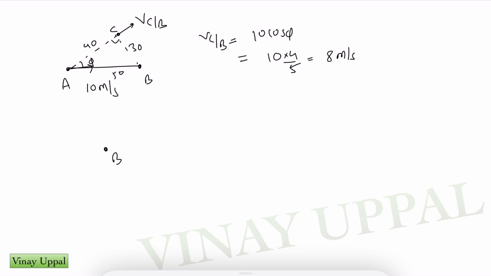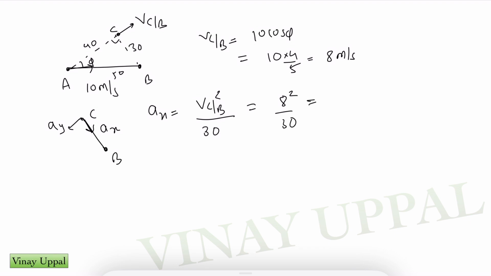Alright, now in the frame of B, C has an acceleration, what we labeled as AX in this direction, and AY is something that we already calculated. So AX would be velocity of C with respect to B squared divided by the radius, which is 30 meters. So 8 squared by 30. So 32 by 15 meter per second squared.